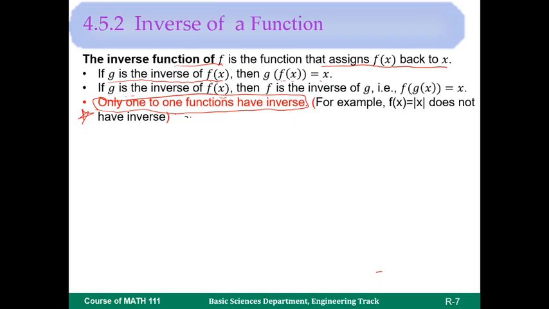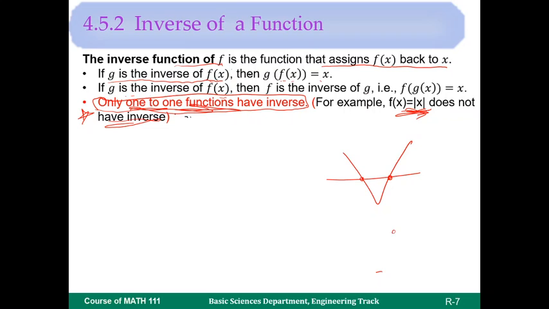Only one-to-one functions have an inverse. So for example, this function doesn't have an inverse because it's not one-to-one. Look at the horizontal line test. So this is not one-to-one, and it doesn't have an inverse.